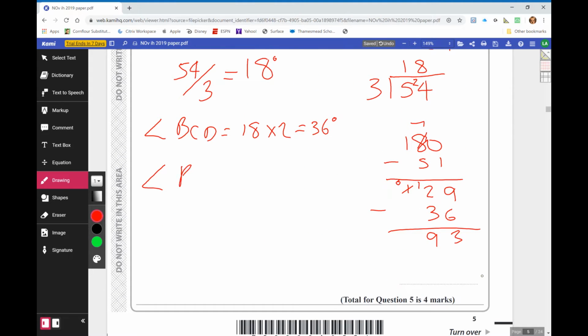So angle BDC equals 180 minus 51 minus 36. It doesn't ask you to explain why. If it did ask you to explain why, you'd write angles in a triangle add up to 180, etc. But it actually doesn't do that.